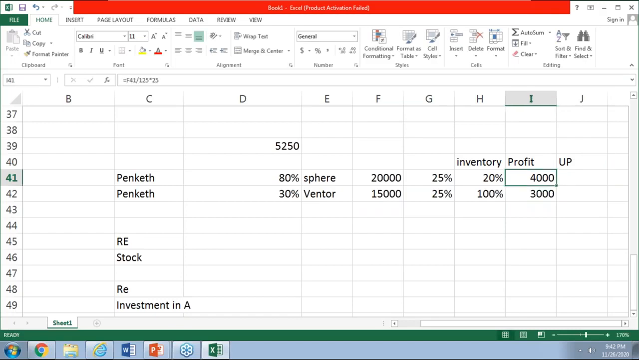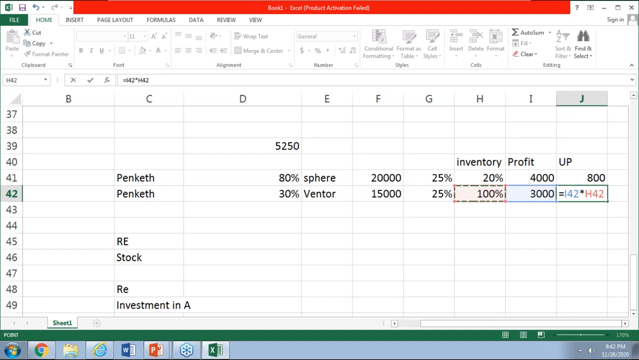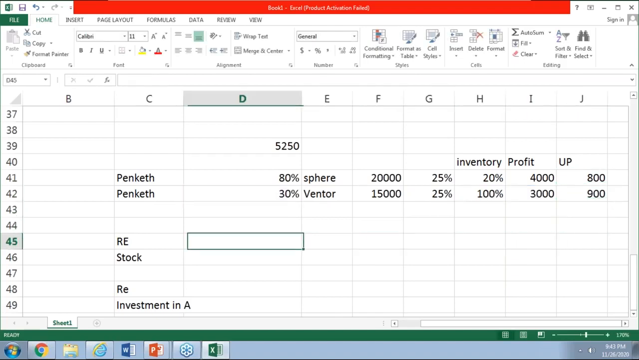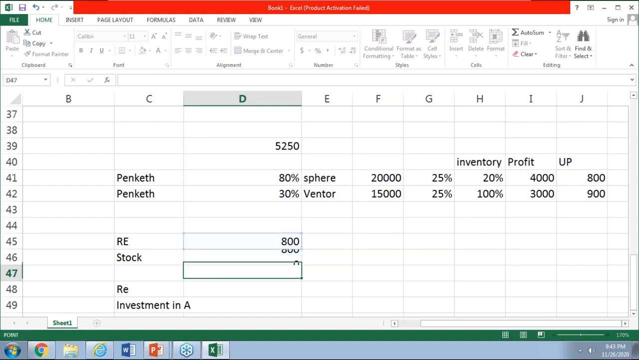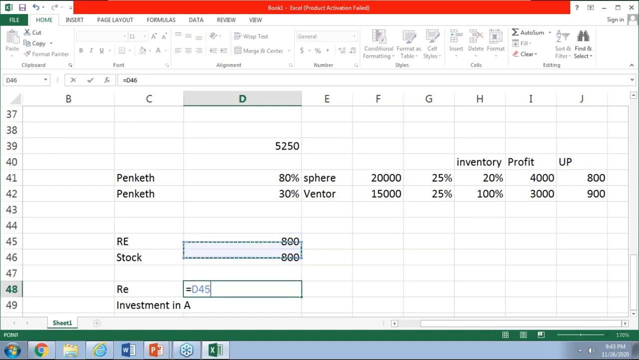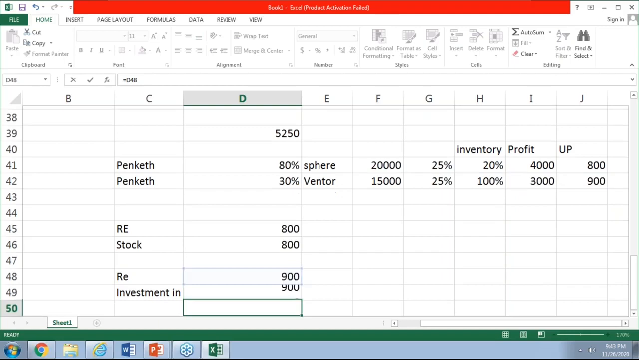So what will be the unrealized profit in this transaction? Unrealized profit will be on the inventory which is still held in the warehouse. So 4,000 into 20%, 800. But for the associate, it will be 3,000 into 100%, and it should be based on the holding percentage as well. So the accounting entry for this will be retained earnings debit 800, stock credit 800. And for the associate, the entry will be retained earnings debit and investment credit by 900.